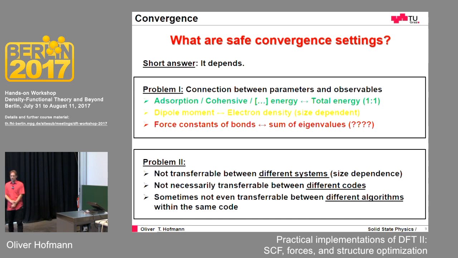The second problem with convergence thresholds is that they're not necessarily transferable between different systems. So what works for a small system may not necessarily work for a larger system. The reason is that, because of the approximations that are invoked, you have some numerical errors, so to speak. Say you converge the total energy to an accuracy that is sub-meV. But if you use a very large system, the total energy convergence criterion that was nice for a small system will no longer work for a large system.